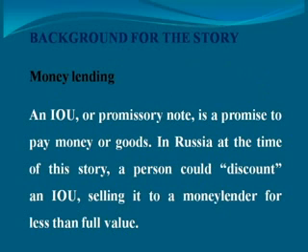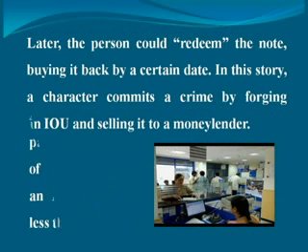Background for the story: money lending. An IOU, or promissory note, is a promise to pay money or goods. In Russia, at the time of the story, a person could discount an IOU, selling it to a moneylender for less than full value. Later, the person could redeem the note, buying it back by a certain date. In this story, a character commits a crime by forging an IOU and selling it to a moneylender.